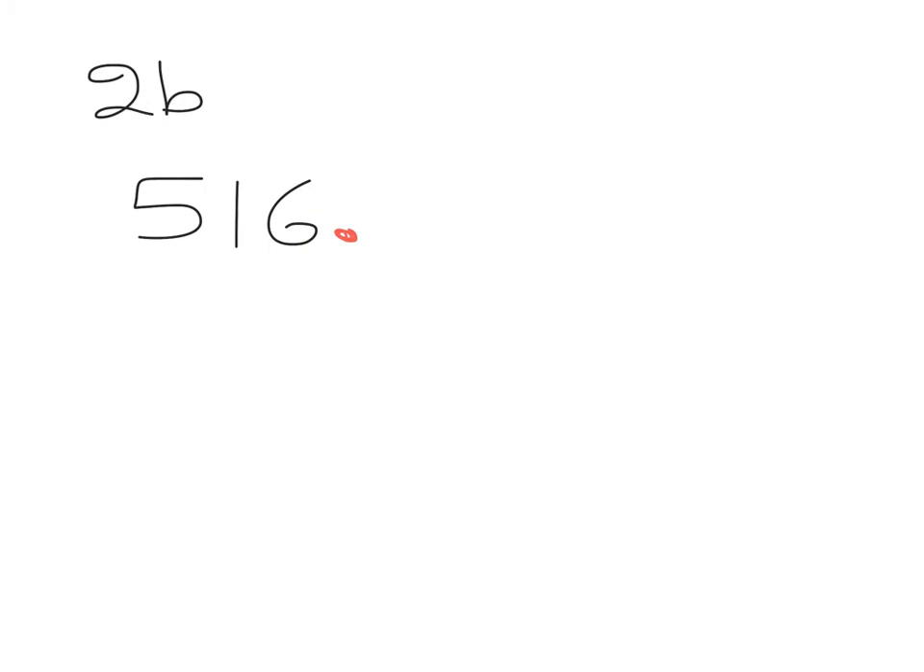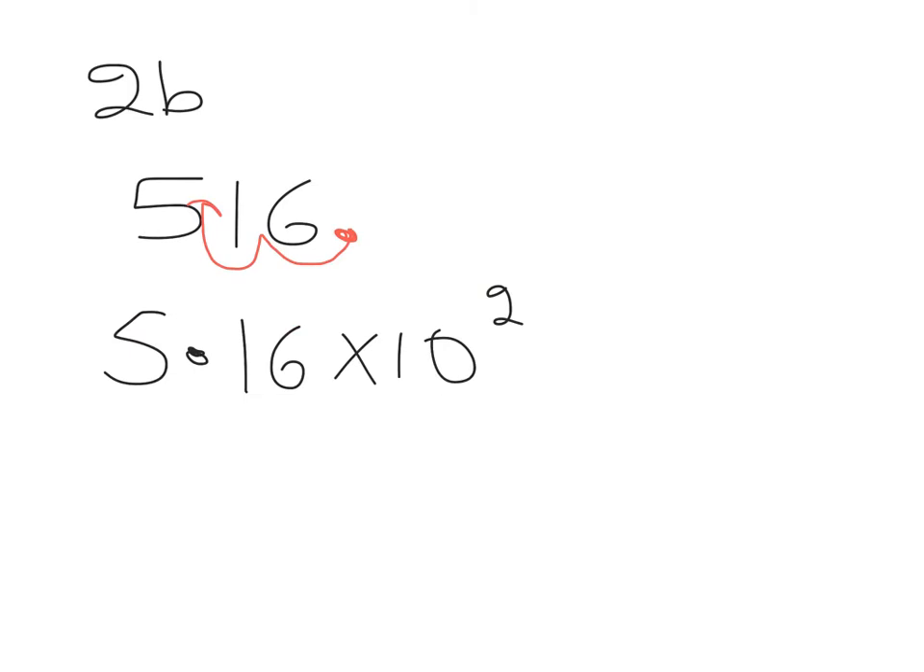So we'll start with question 2b. We've got 516 and we want to write it in scientific notation. So there's my decimal point, that's where it normally lives. I need to move it until it gets in here. So it needs to move 2 places. So because it's moved 2 places, it's 5.16, decimal point, only one number on this side of it, times 10 to the power of 2, because that's how many places the decimal point had to move.